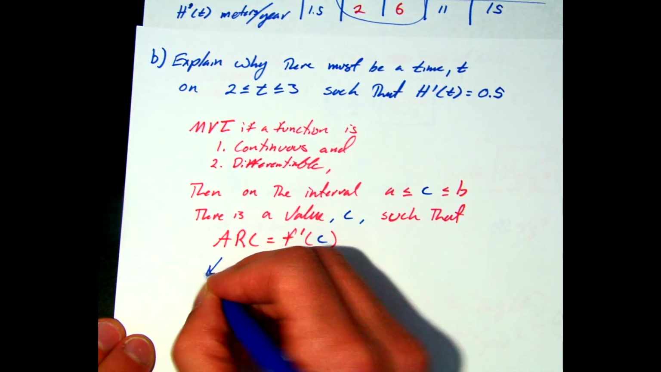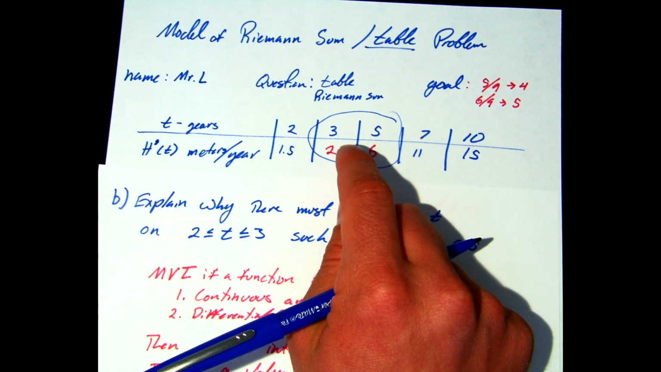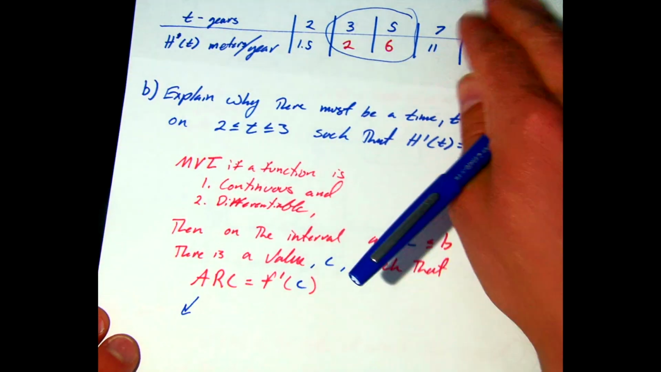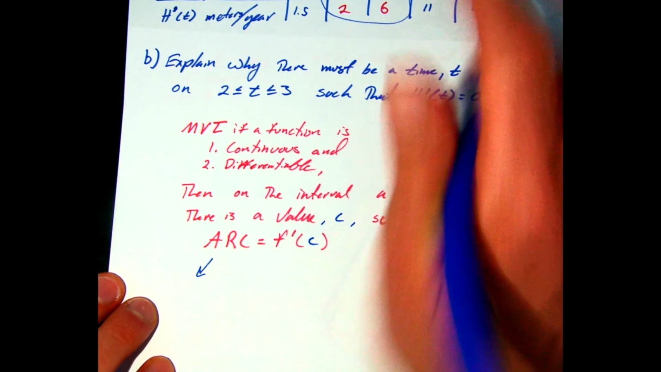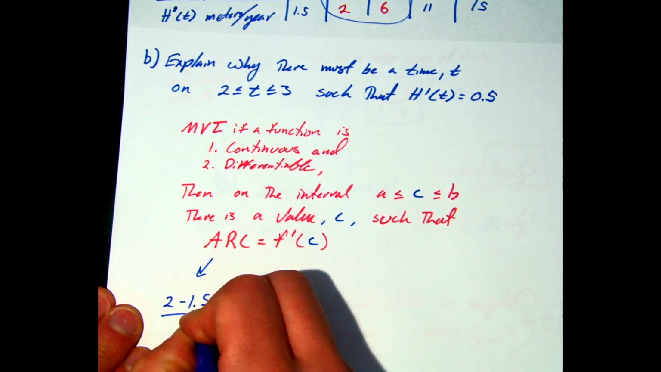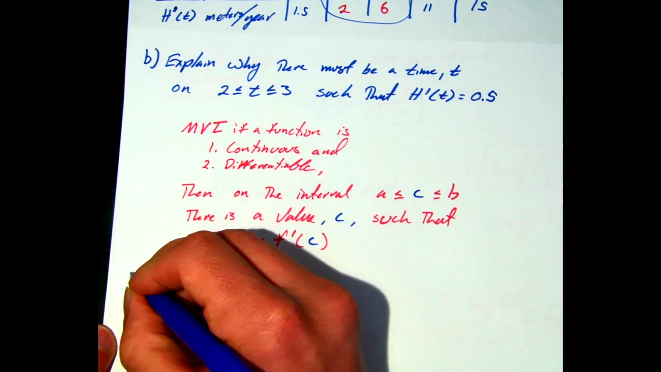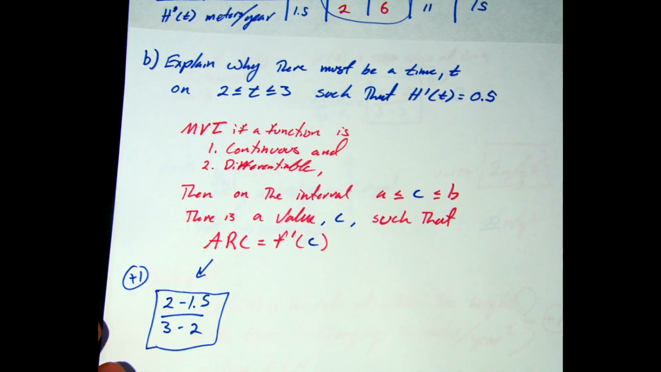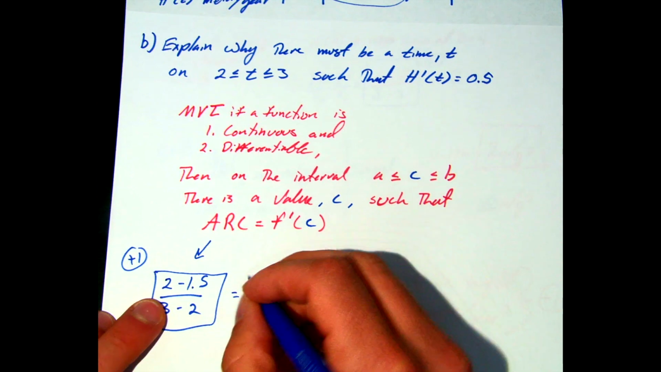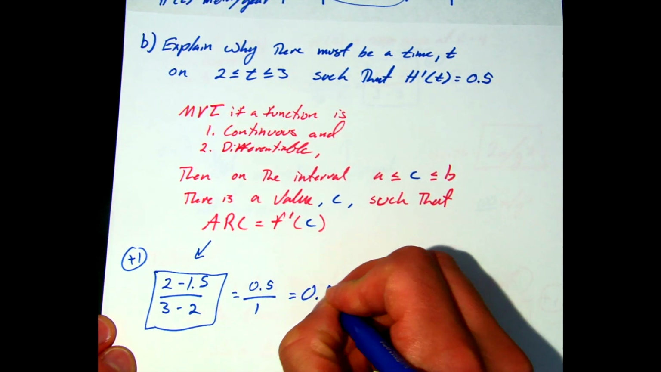Okay, so the average rate of change is going to be, on top, 2 minus 1.5 over 3 minus 2. Now, this is your first point. You have to have the difference quotient like we had in the problem before. And so you would get 0.5 over 1, and that would just equal 0.5. Okay?